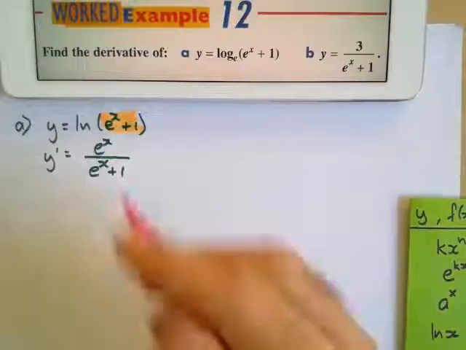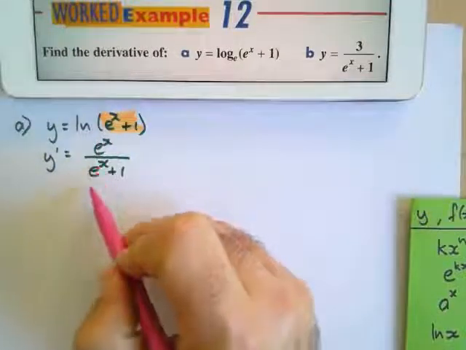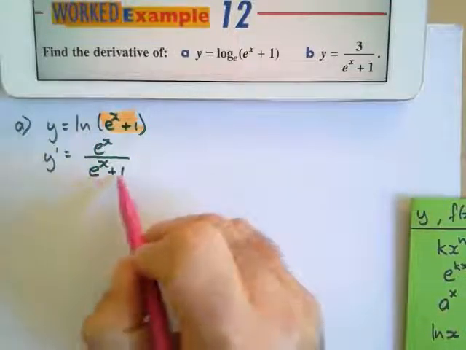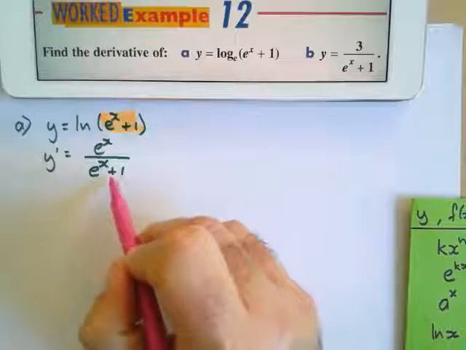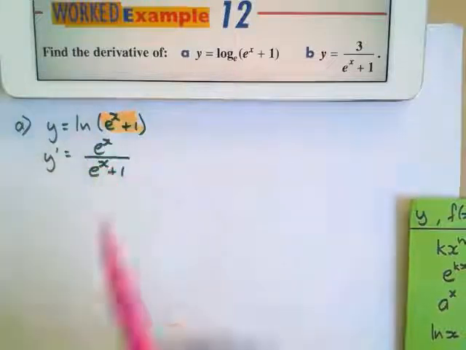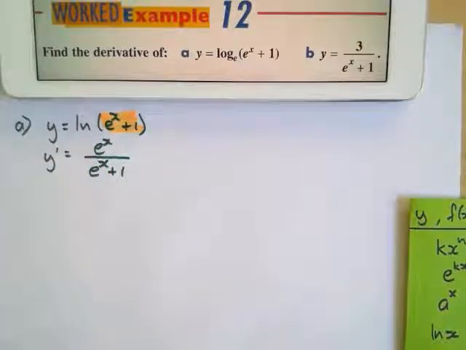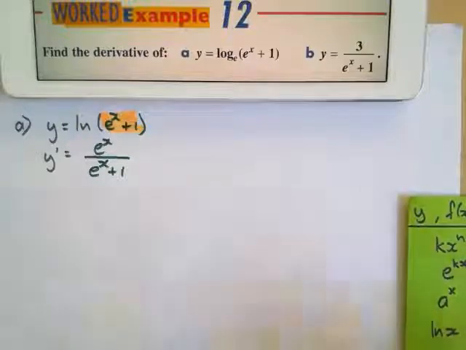Please do not cancel that and that. This is part of a term. There's more than one term, so you can't cancel that e^x and that e^x. So that is as simple as your answer gets.